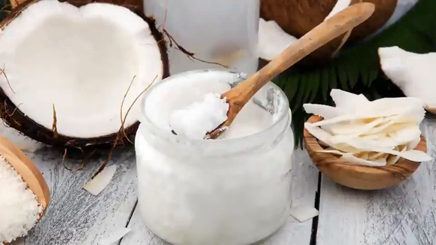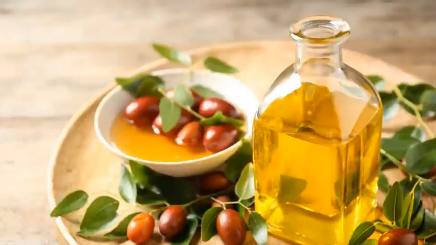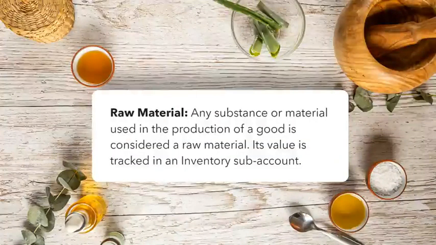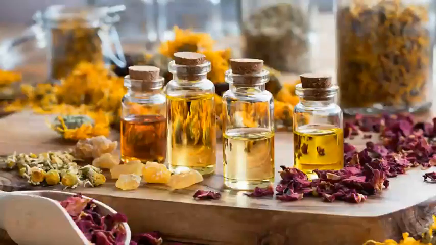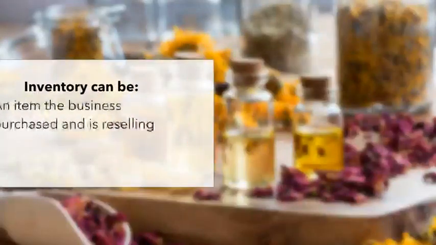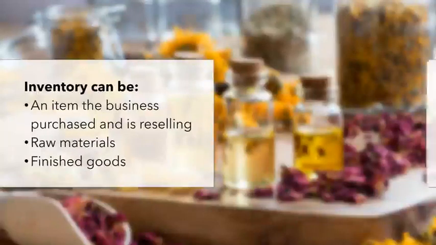Summer bought a bunch of different oils in bulk. These are the oils she mixes together using her own recipe to make a final product. But the purchased oils are raw materials. She won't resell them. All of the products a company sells or can convert into something it sells are its inventory. Inventory can be an item the business purchased and is reselling, raw materials, or finished goods.